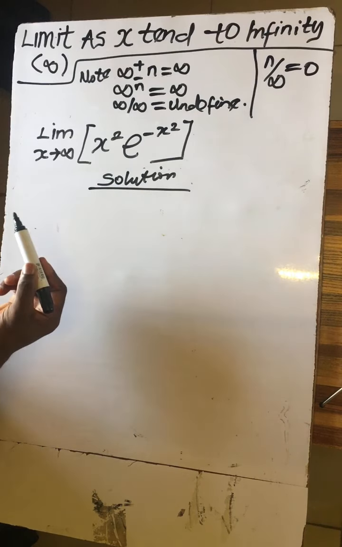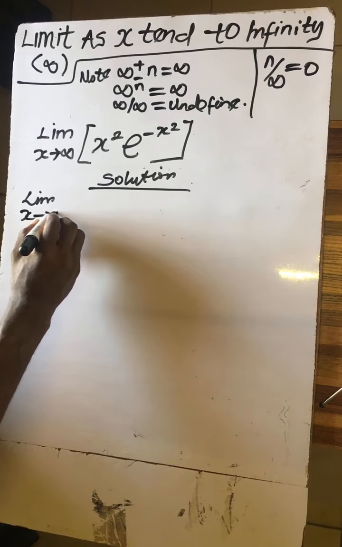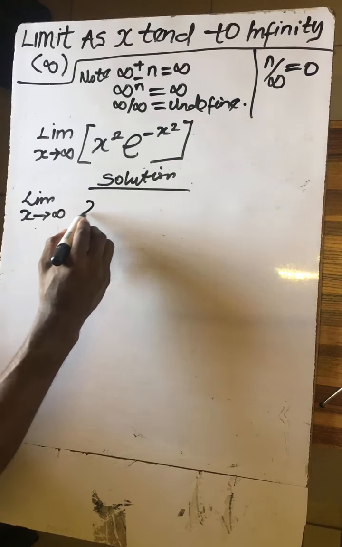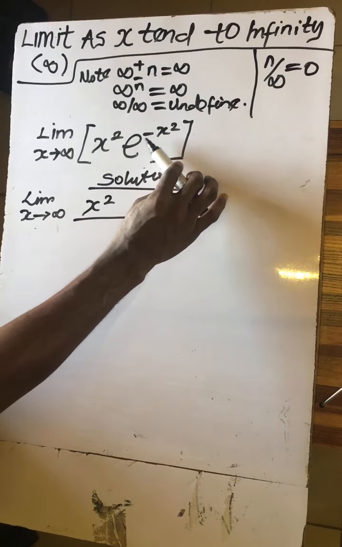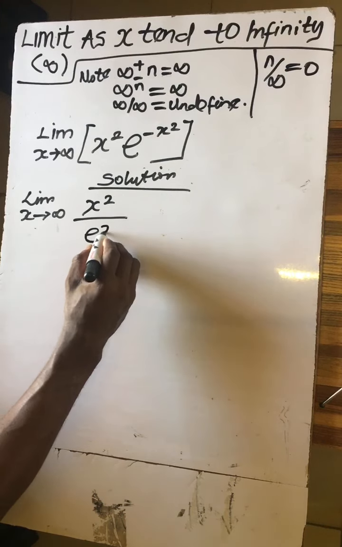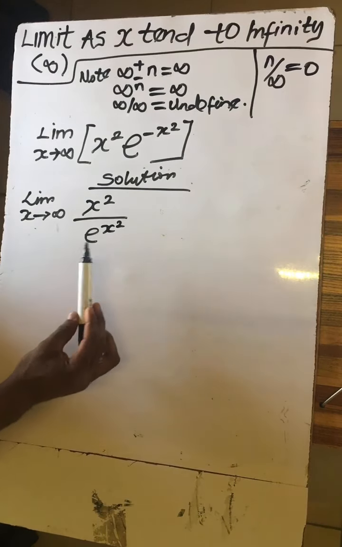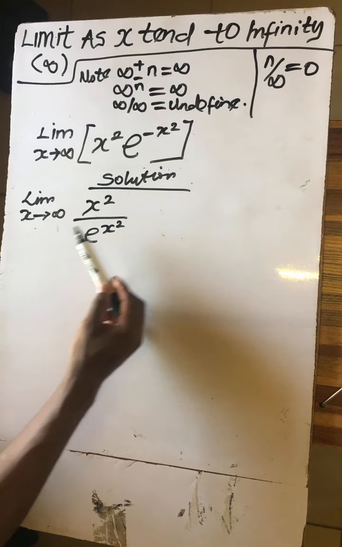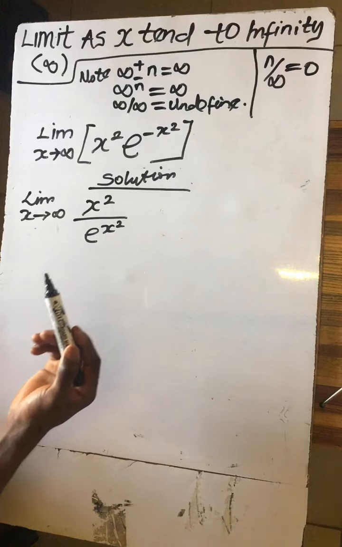So when we write this equation, we write limit as x tends to infinity, x squared all over, we have a minus sign here. So when we bring this exponential x squared down, it will change to a positive sign. So we have exponential x to the power of 2. If we want to solve it straight by inputting our infinity sign, we are going to get infinity as an answer. So we don't want to have that as an answer.